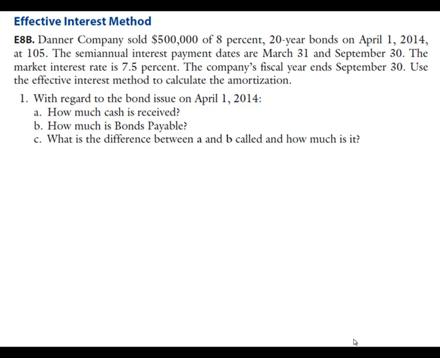In this example, we're going to look at using the effective interest method when calculating interest payments. Previously, we have looked at the straight line method. So we're going to start.